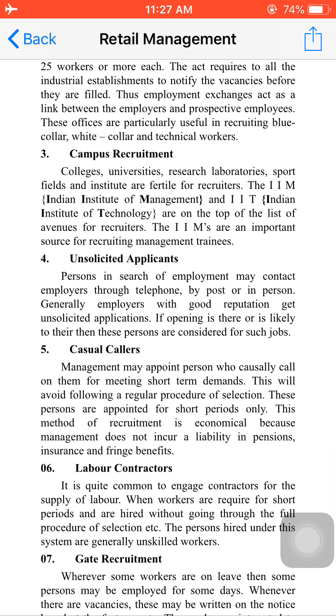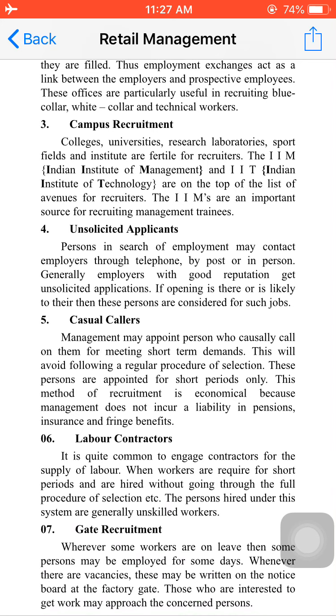It is almost like direct walk-ins. They have a resume, and they contact the HR or the manager through telephone, in person, or through post. They generally go and apply for the jobs. That is what voluntary applicants or unsolicited applicants are.